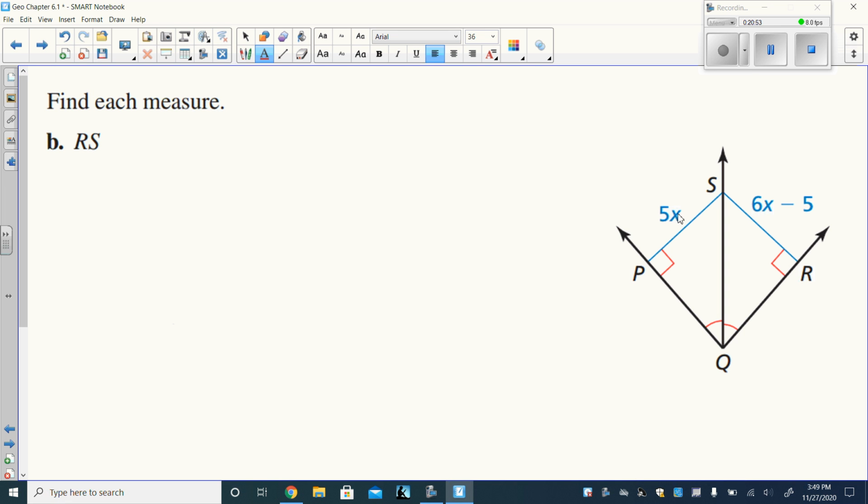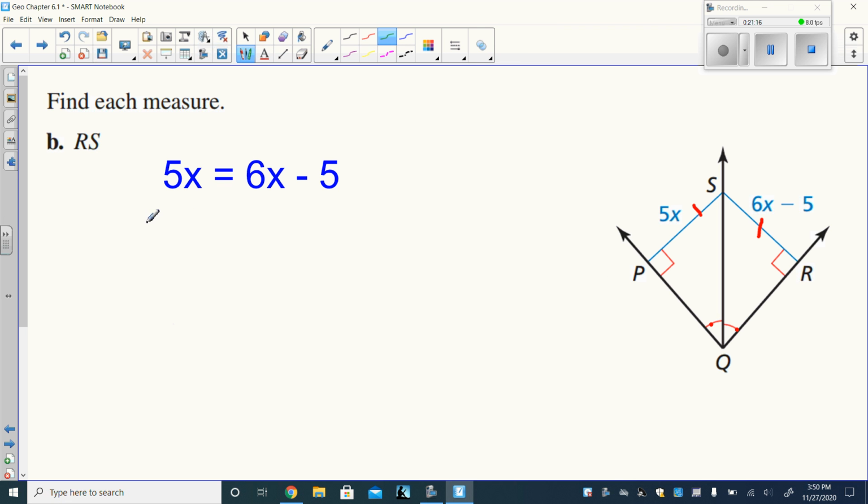Now this problem is exactly like the last one. So we have an angle bisector. I know that because the angle's cut in half, these two here are congruent. So it means that these two line segments here have to be congruent as well. And so we can set them equal to each other. We can set 5x equal to 6x minus 5. What we want is to get the value of x by itself, because once we do, we can plug it back in and find our length.